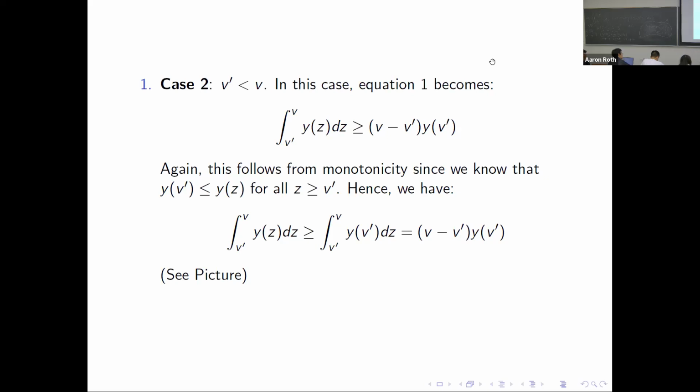But the height of the rectangle is no longer the highest point on this curve over the area of integration, but rather the lowest point on the curve in the area of integration. So the right-hand side is the following rectangle, whose base is the interval we're integrating over from v prime to v, but whose height is now the lowest point on this curve that we're integrating over.